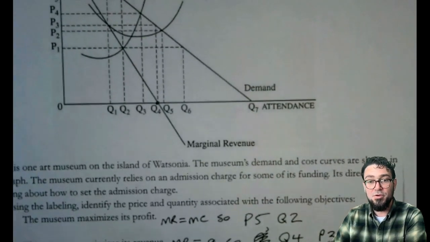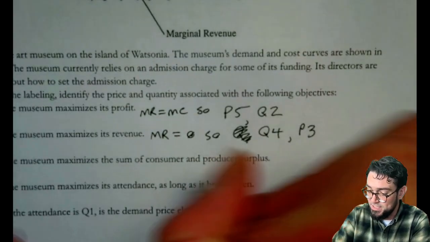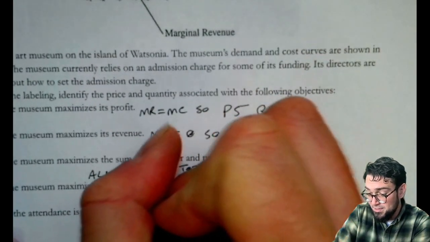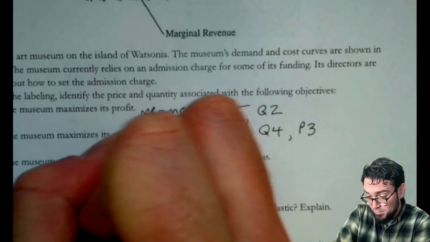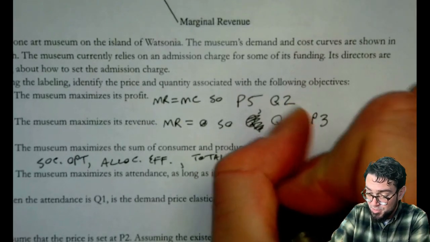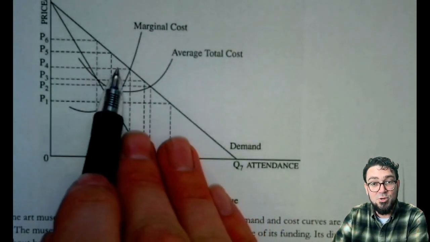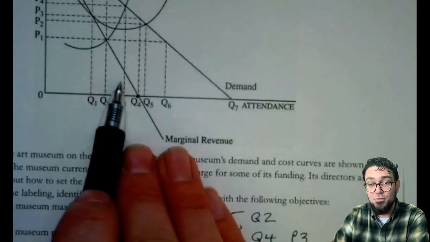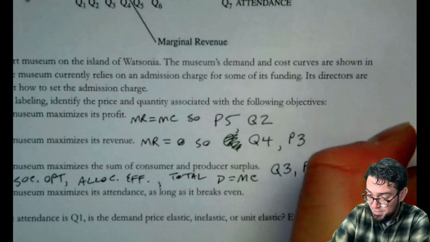P3. Okay. The museum maximizes the sum of producer and consumer surplus, or total surplus, right? Another way to say that would be this is the allocative efficient or the socially optimal. Those are all the same thing. The allocative efficient quantity would be where demand equals marginal cost. And so we're going to look for demand equals marginal cost, here at P4, and then that goes straight down to Q3. So we said Q3 and P4.